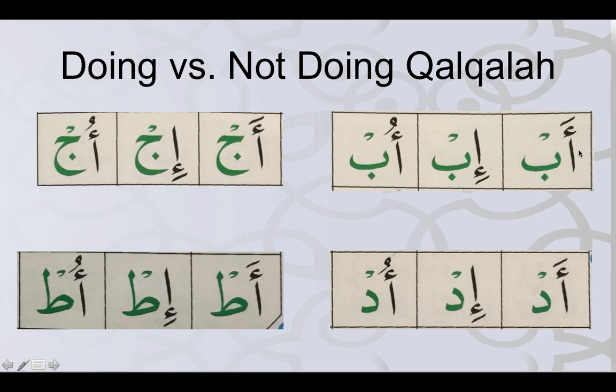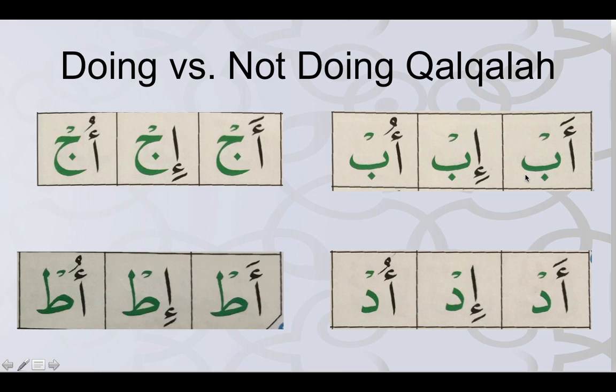Now I'm going to do it incorrectly. I'm not going to spell it out. I just want you to hear the incorrectness. Ab, ib, ub. Ab, ib, ub. Why is that incorrect?